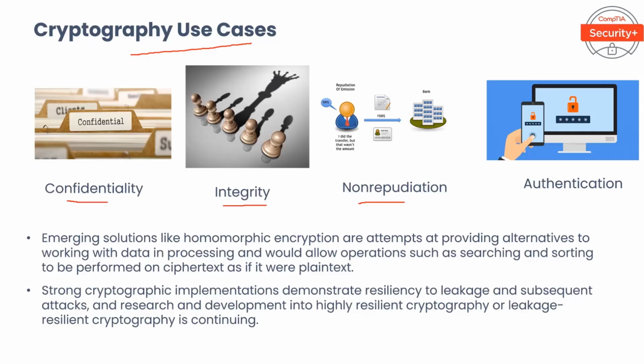Next is authentication, which ensures the secure transfer of authentication data between two entities or systems. Cryptographic authentication protocols are required for authentication. In addition, encryption and authentication work together and both have their own responsibilities when it comes to securing communications and data. Emerging solutions like homomorphic encryption are attempts at providing alternatives for working with data in processing and would allow operations such as searching and sorting to be performed on ciphertext as if it were plaintext.